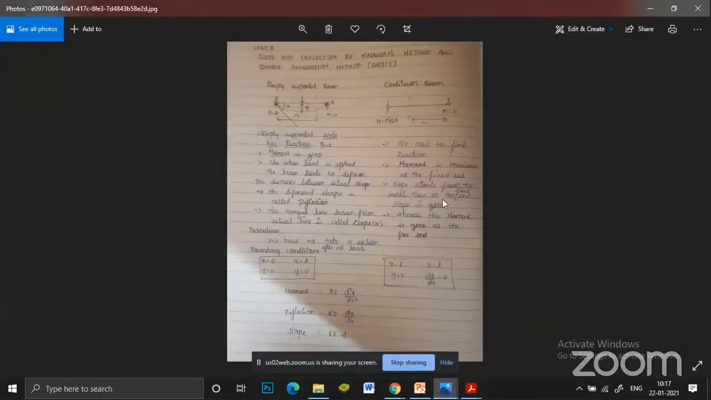Then the slope starts from the middle, at the end of the free end. Here the slope is 0. In a cantilever, the slope is 0 at the fixed end. Then the tangent line drawn from the actual line is called the slope. It is drawn from here. This part, is everyone able to follow my cursor here?